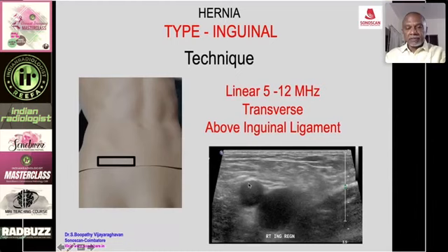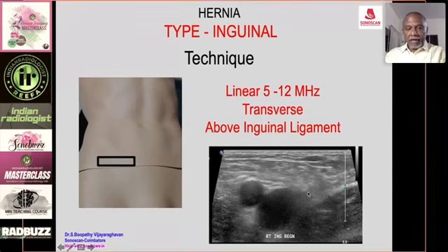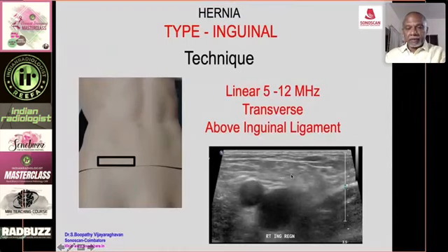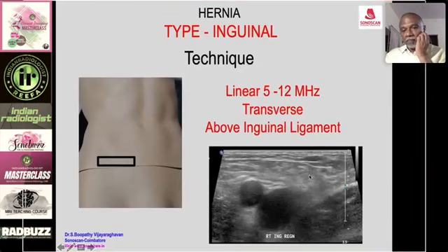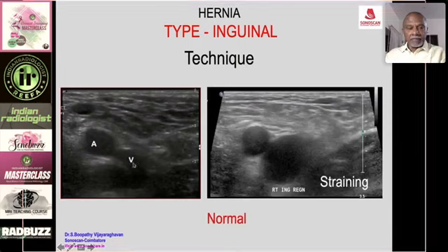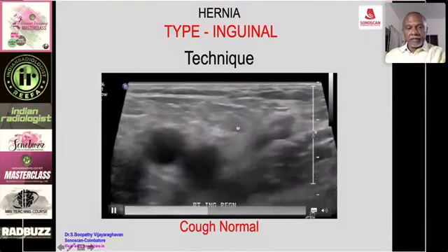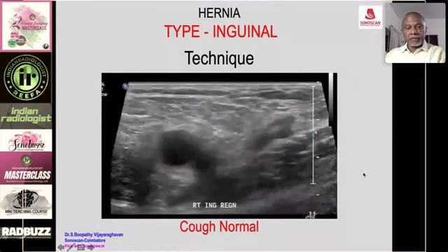You will see the common femoral artery and vein, and so anteromedial to them will be the internal ring through which the indirect inguinal hernia will happen, or the direct will happen just medial to that, to the inferior epigastric vessels. So that is the technique, at rest, and then straining. You see the straining, you don't get any protrusion. So that is normal with cough impulse.